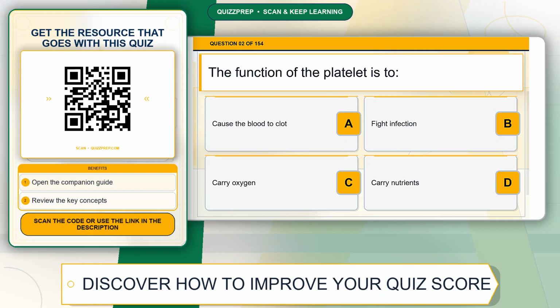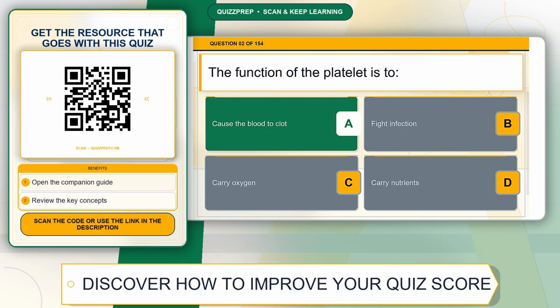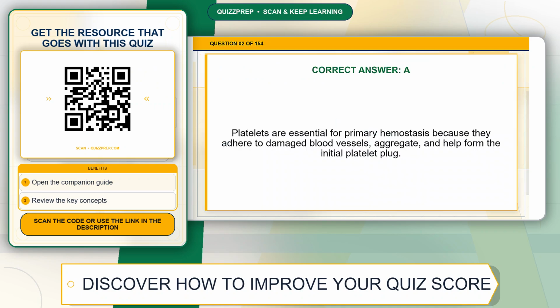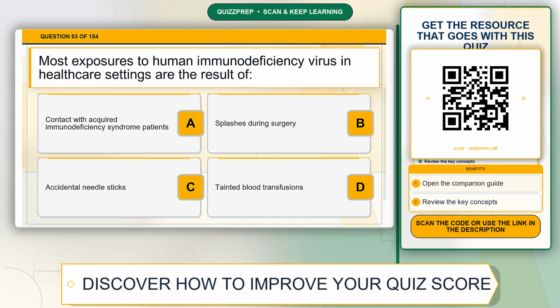Question 2. The function of the platelet is to: Option A. Cause the blood to clot. Option B. Fight infection. Option C. Carry oxygen. Option D. Carry nutrients. The correct answer is option A. Cause the blood to clot. Explanation. Platelets are essential for primary hemostasis because they adhere to damaged blood vessels, aggregate, and help form the initial platelet plug.